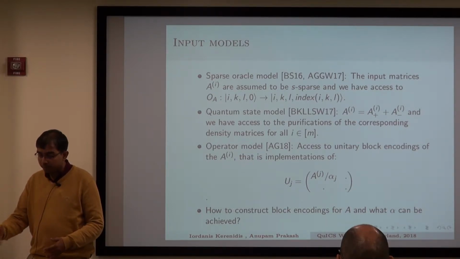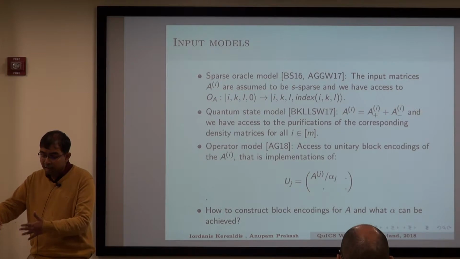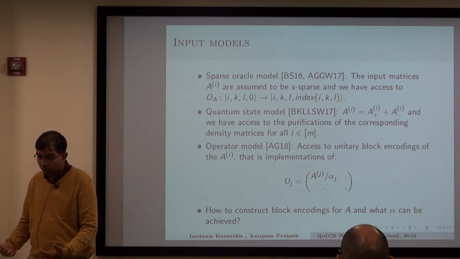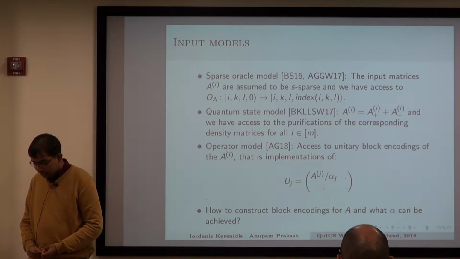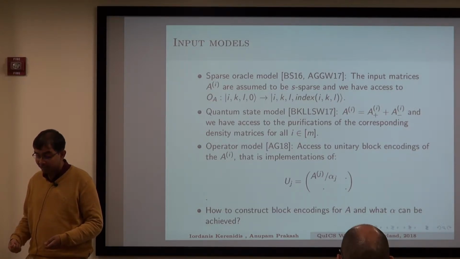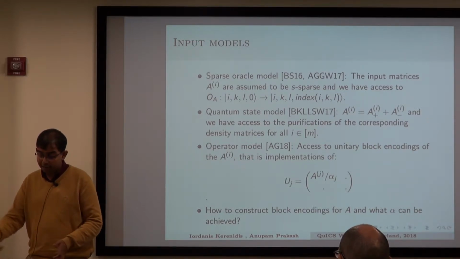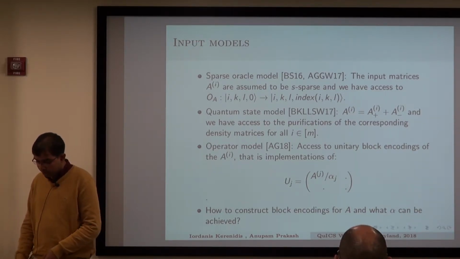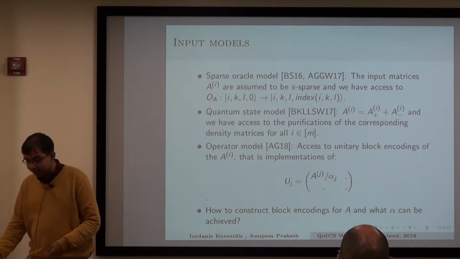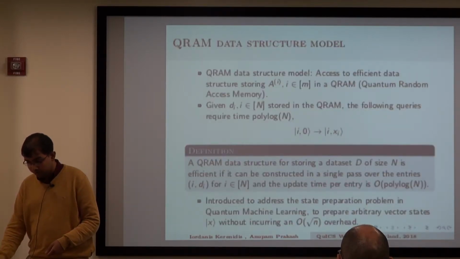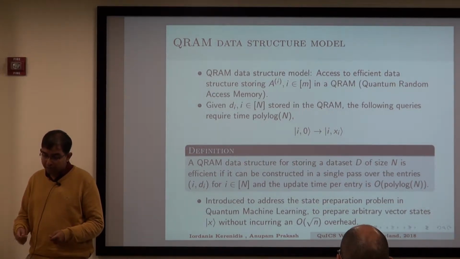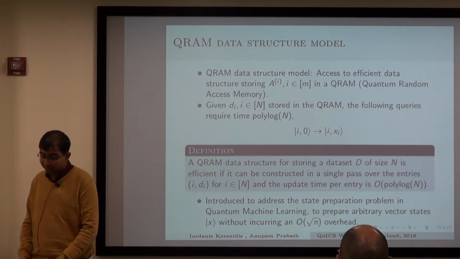And Gilyén and Apeldoorn also show that the other models can be viewed as a subcase of the operator model, like it's more general than others. So the next question which arises naturally is how to construct these block encodings for arbitrary matrices, and what should be the value of alpha, the normalizing factor in the top left block. So one of the most general ways to construct the block encodings is to use the QRAM data structure model. So let me explain a bit about this model and how it helps us to create block encodings for arbitrary matrices with good parameters.